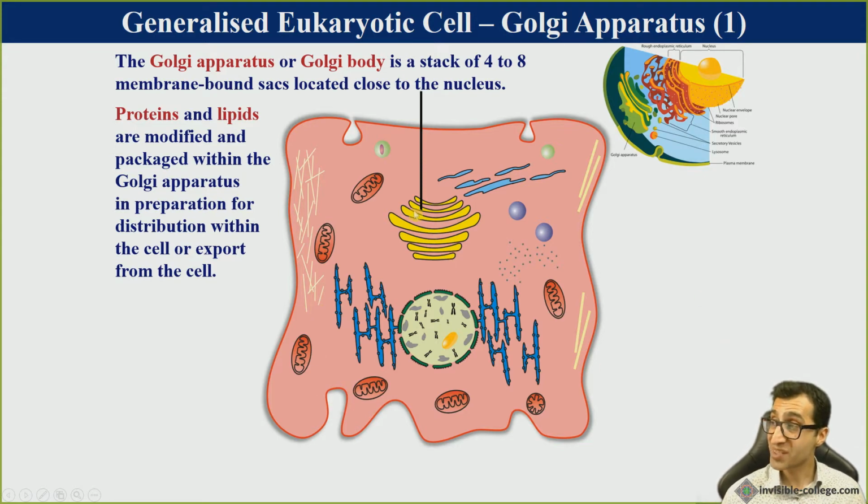And the processing of those substances happens within these sacs of the Golgi body, and eventually, once the processing of those substances has been completed, small secretory vesicles will pinch off the ends of these sacs and then be transported to either the membrane, where they can be exocytosed, or to other parts of the cell.